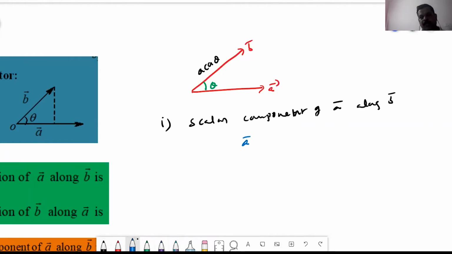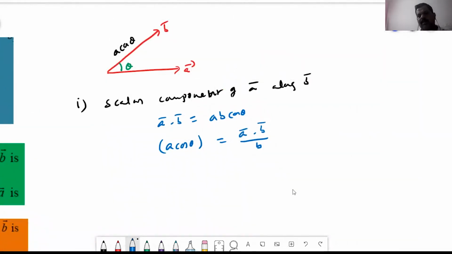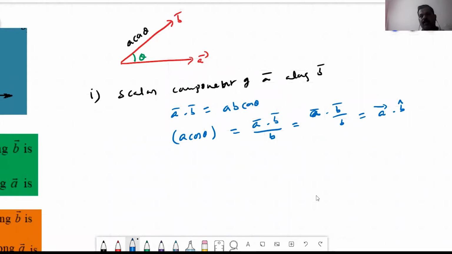But we all know that A bar dot B bar is AB cos theta. So what is the A cos theta value now? So A cos theta is simply A bar dot B bar by B. So this is the scalar component of A bar along B bar. This I can rearrange as A bar dot B bar by B. This otherwise can be written as A bar dot B cap. So this is the scalar component of A bar along B bar.